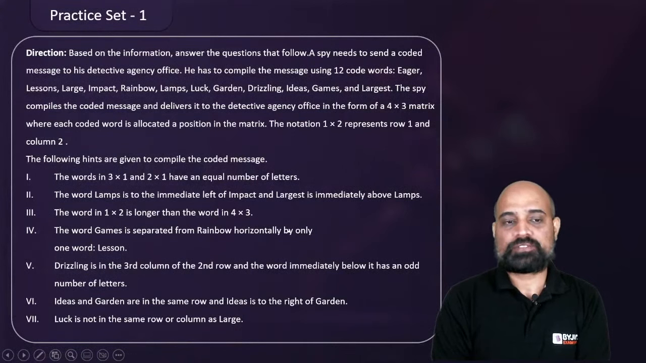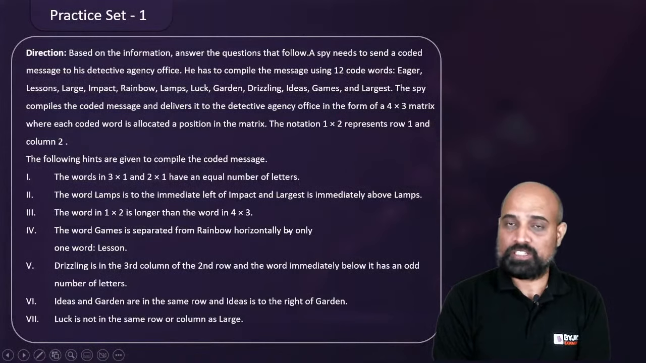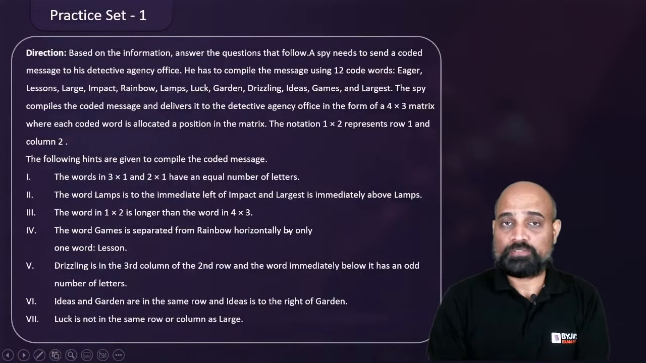games, and largest. The spy compiles the coded message and delivers it to the detective agency office in the form of a 4x3 matrix, where each coded word is allocated a position in the matrix. Since there are 12 words, a matrix of 4x3 will accommodate it properly. The notation 1x2 represents row 1 and column 2. So in A cross B, A will represent the row and B will represent the column.